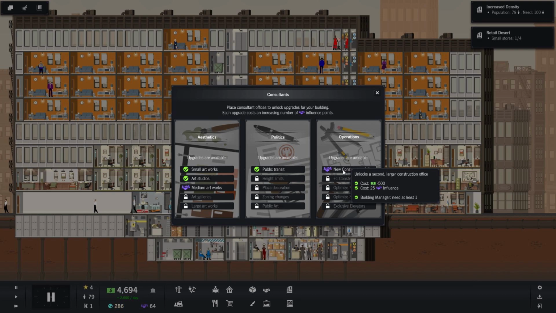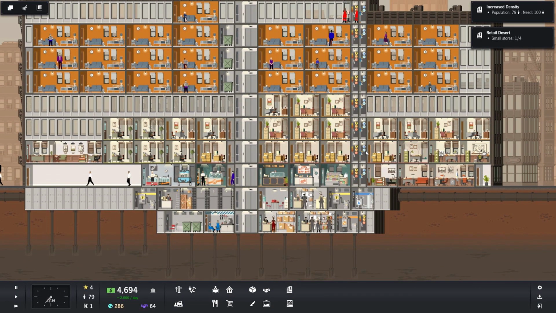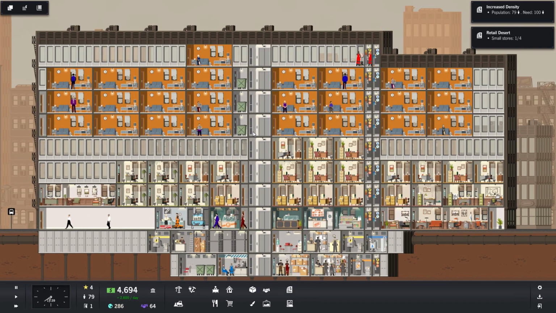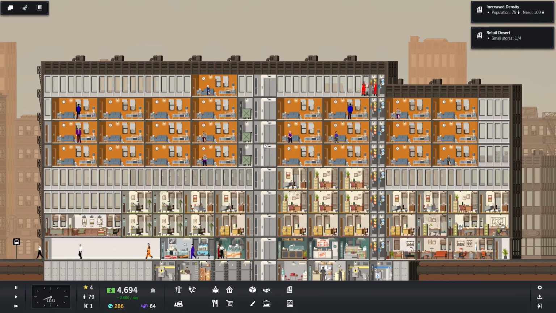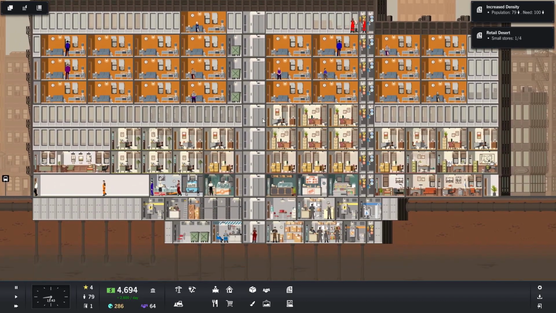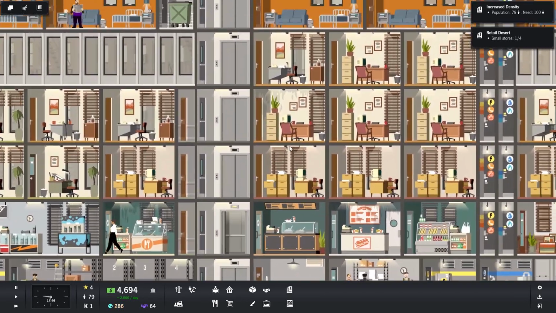We currently have 64, and it will give us a second larger construction office. I think I want to start with one construction office. This will basically, if I recall correctly, allow us to upgrade and build additions to the building faster. And there is also an improvement that has to be done.